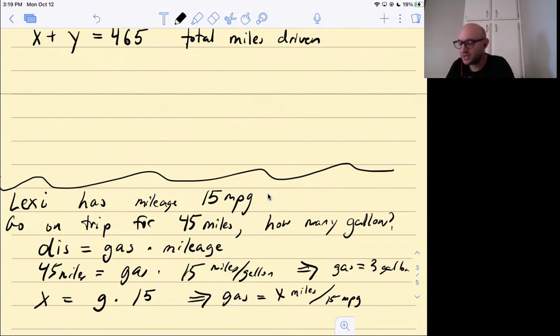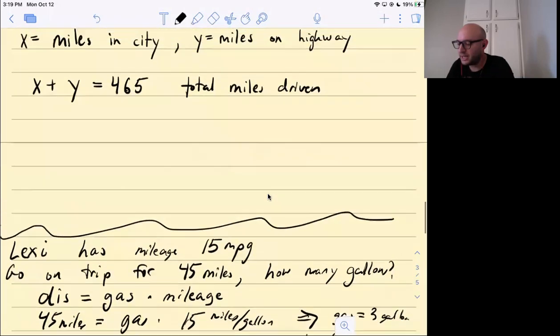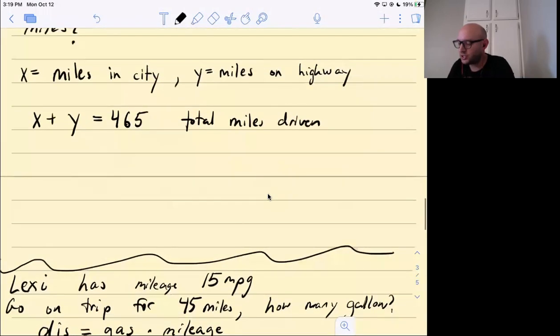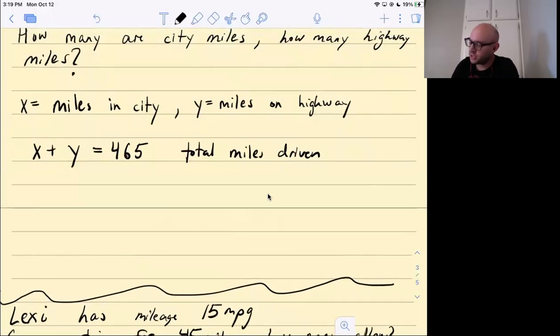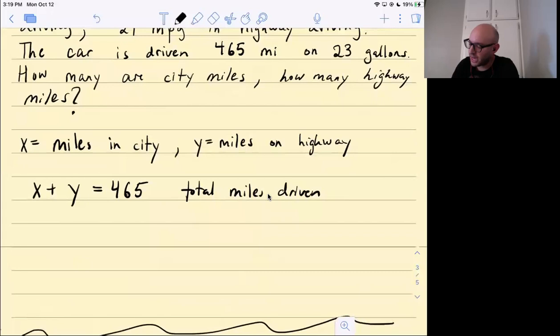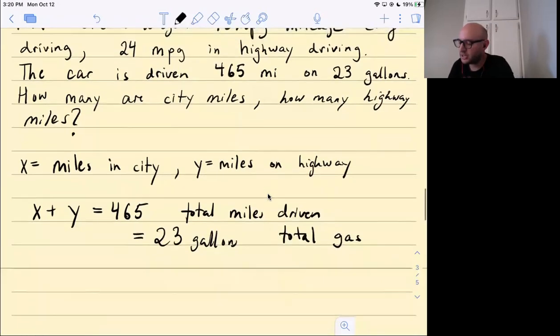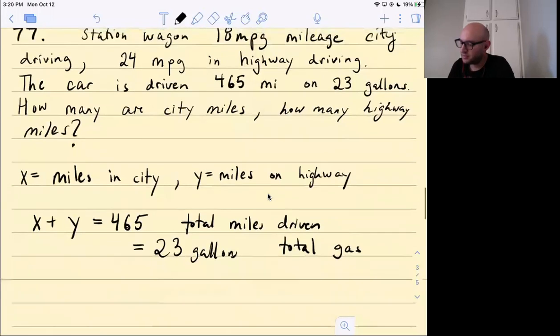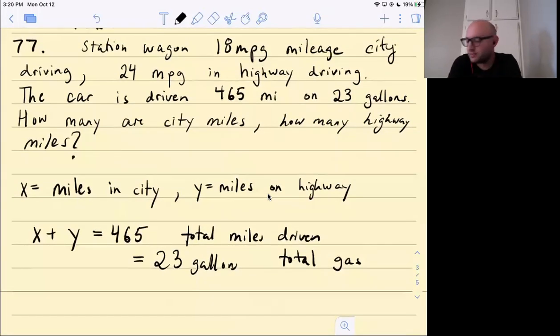Good, awesome. So now let's apply that to the next equation that we're going to need. I'll give you a hint: we need the total gallons required, which is going to be 23 gallons. This is total gas. Based on what we just said, what would the gas required for the city miles be? What would be a good expression for the gas in the city miles?